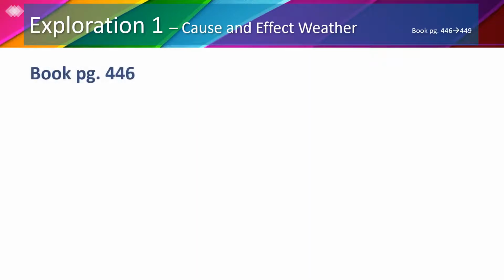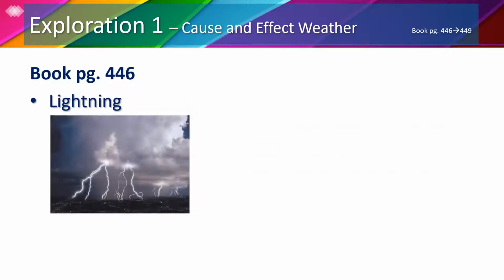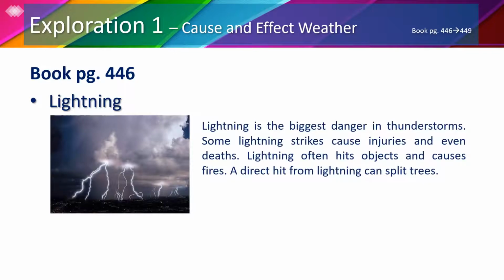In the third picture, we can see lightning caused by thunderstorms. Lightning is the biggest danger in thunderstorms. Some lightning strikes cause injuries and even deaths. Lightning often hits objects and causes fires. A direct hit from lightning can split trees.